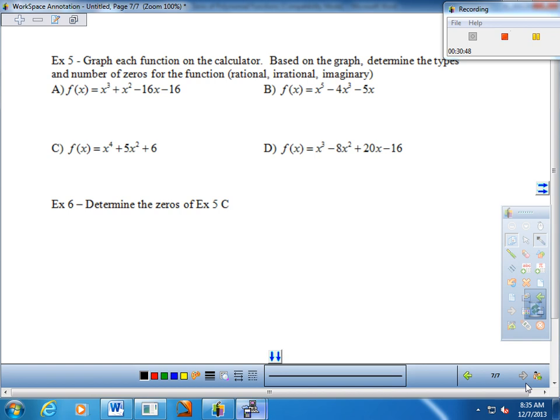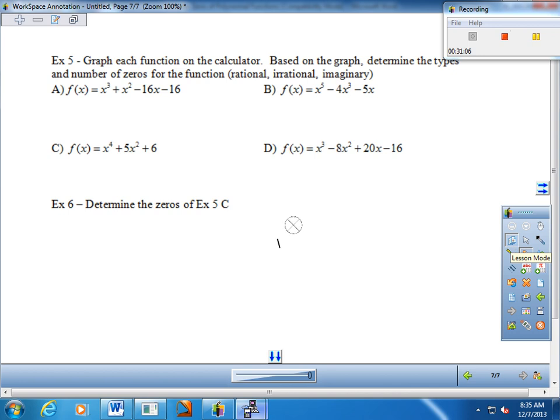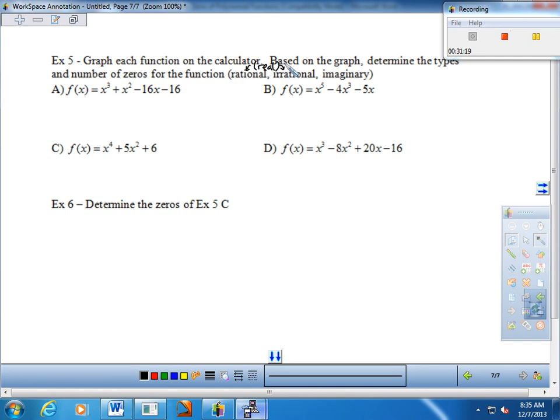Example 5. It says graph each function on the calculator. Based on the graph, determine the types and number of zeros for the function. Okay, good. So what I'm looking for here is, based on what we see, are we getting rational zeros, irrational zeros, imaginary zeros? And if you would, somewhere right around here, let's go ahead and write real with these two. So remember, real zeros are made up of rational numbers and irrational numbers, and then obviously the imaginaries being separate. Well, let's see what we can develop here.